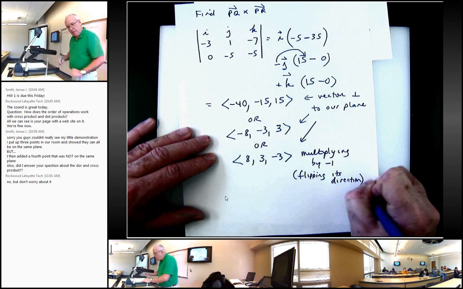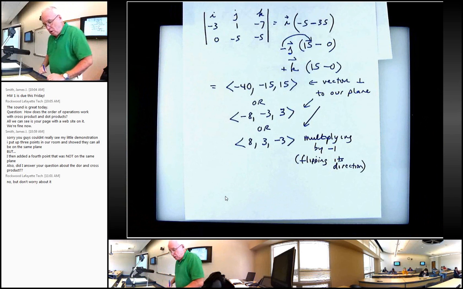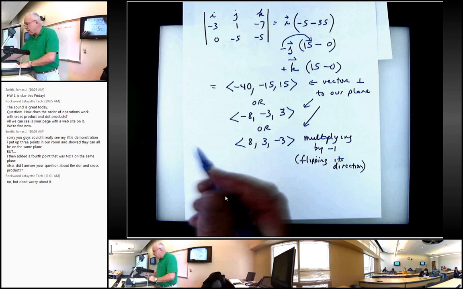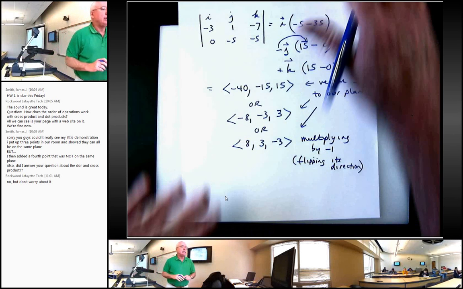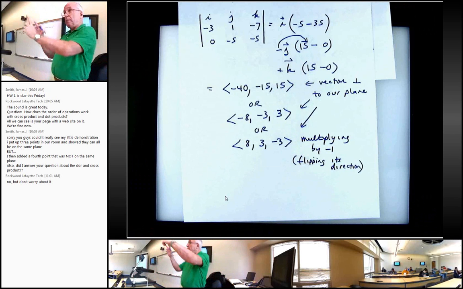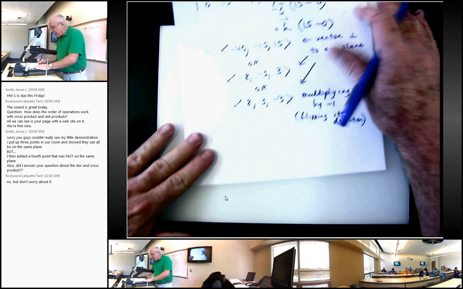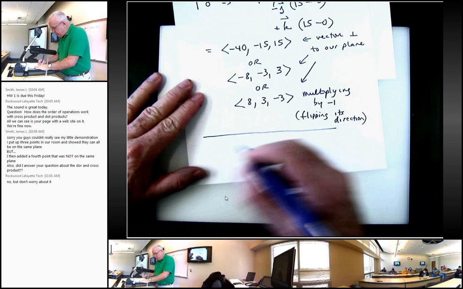I just want you to realize there isn't necessarily just one single answer for some of these things. All right. So that's that problem. We were able to find at least one vector that was perpendicular to a plane where we're given 3 points to determine a plane. I want to give you another fact here that I want you guys to remember.